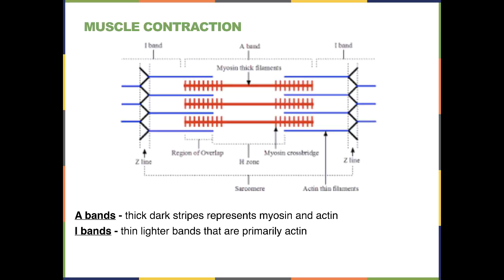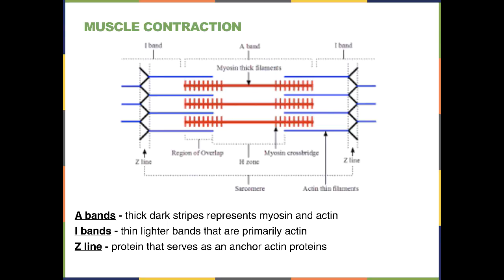The second of these bands is the I band. The I band is the thinner band that's on the outside of the A band on either side and represents the area where only actin can be seen. The Z line is the protein that serves as the anchor for the actin between one sarcomere and another sarcomere.